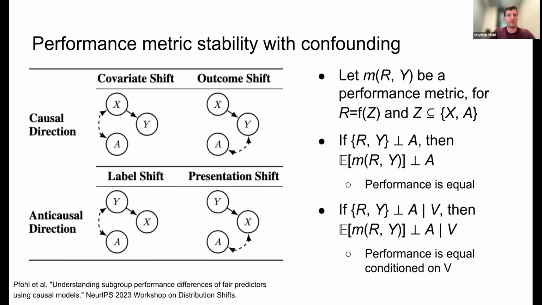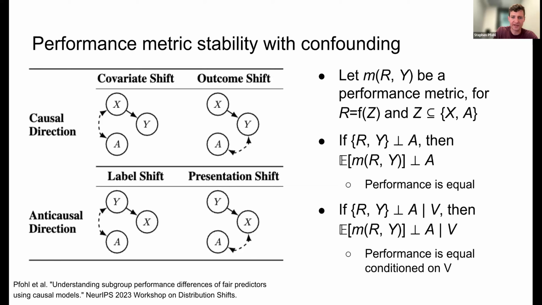And so one way that's useful for thinking about this is as a lack of performance metric stability due to confounding across groups. To build on this, we can consider performance metrics to be functions that depend only on the model predictions R and the label Y. What this means is that if the distribution of the predictions R and the outcomes Y are the same for all groups, then performance of all groups must be the same for any performance metric, because the performance metric is just a function of those two variables. This property is encoded in the second bullet on this slide.